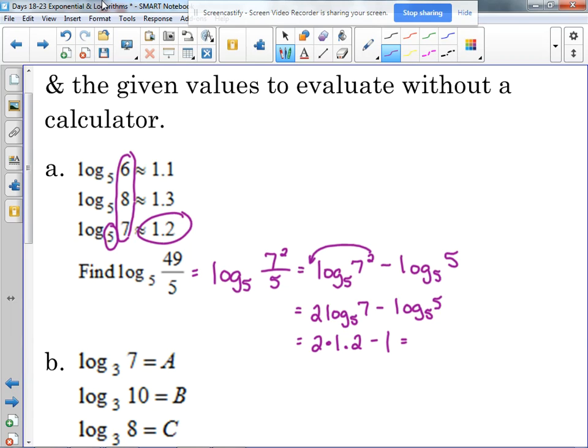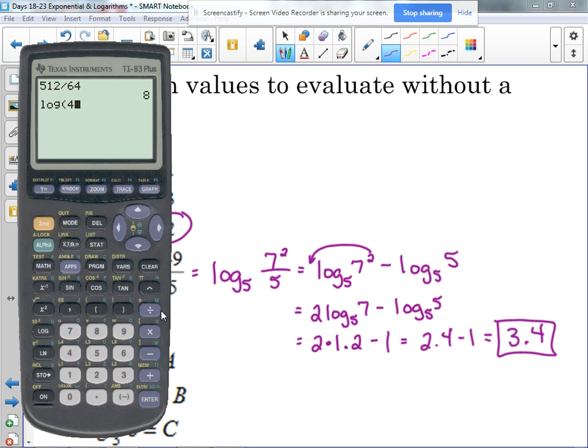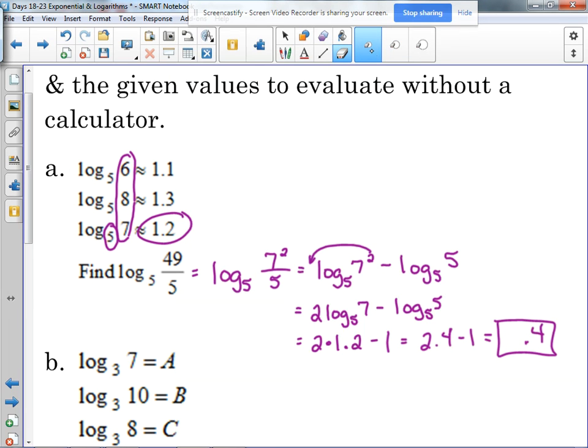So we've got 2 times 1.2, that's 2.4. 2.4 minus 1 is 3.4. Now, I would want you to confirm that with your calculator. Log of 49 over 5 divided by the log of 5. Wait, what did I do? I added? Yeah, that's smart. I added.